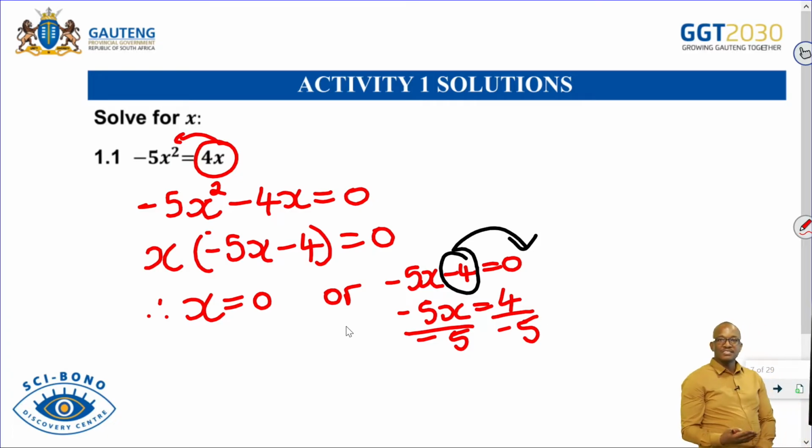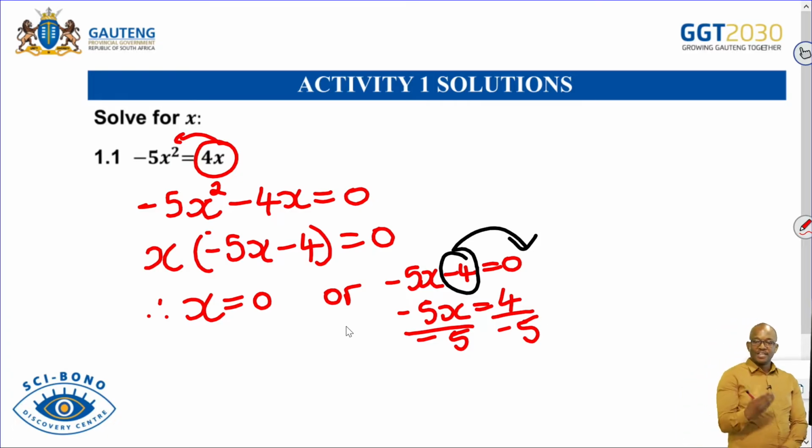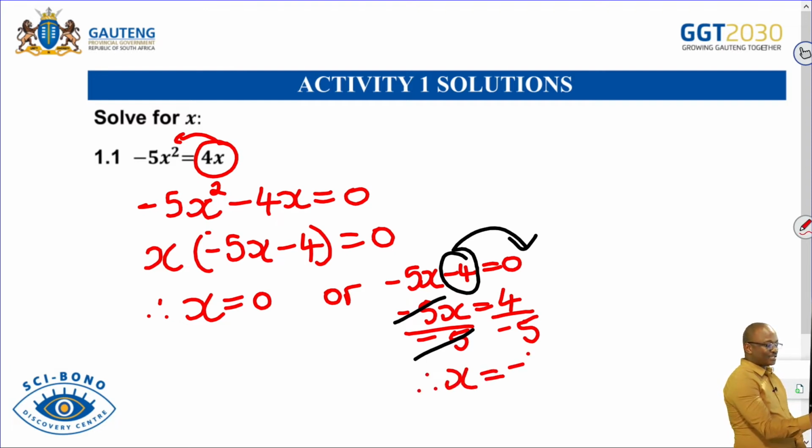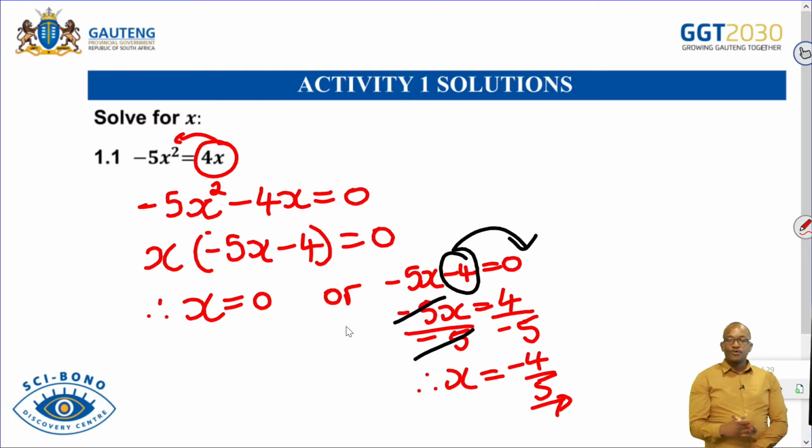We can't transpose negative 5, but we can divide both sides by negative 5. As we divide, your negative 5 and negative 5 will cancel out. Therefore, now your x will be negative 4 over 5. So that's how you follow your steps, step by step, from step 1 to step 5. Then you are done with factorization there.